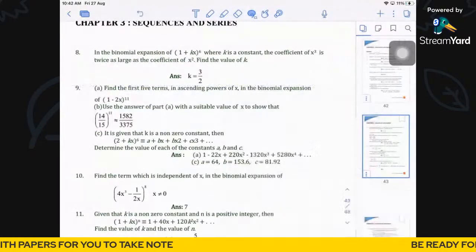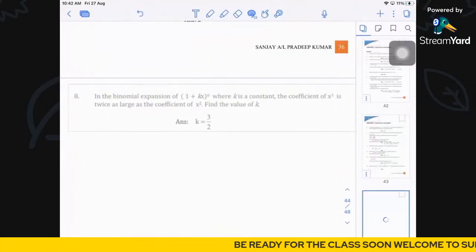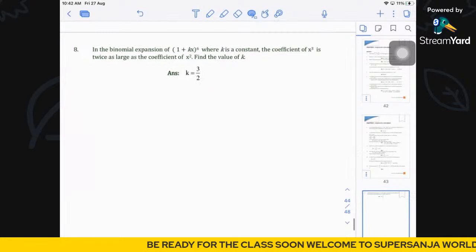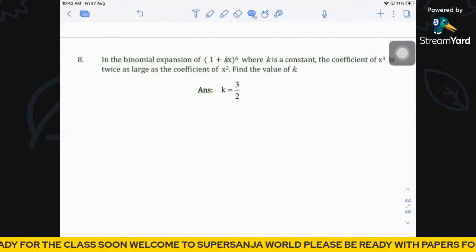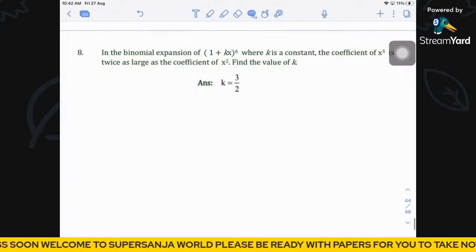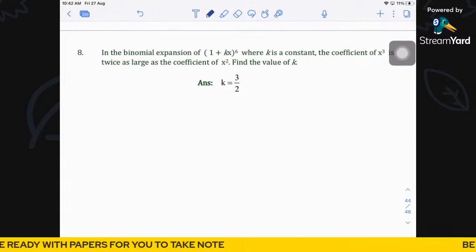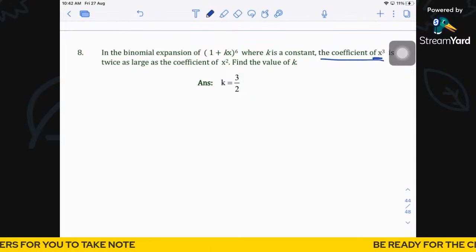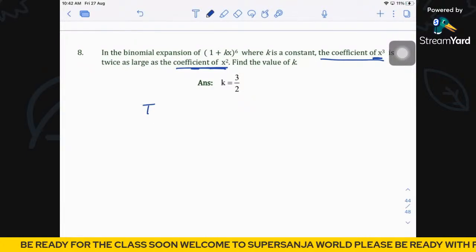First thing you need to ask yourself is this type 1 or type 2? Is this type 1, type 2 or type 3? They give you the binomial expansion (1 plus kx) power of 6, where k is a constant. The coefficient of x cubed is twice as large as the coefficient of x squared. Find the value of k. So of course you know that this is the coefficient of x cubed, and one more is the coefficient of x squared. If I want to find the coefficient of x cubed over here, this is going to be power of 3.